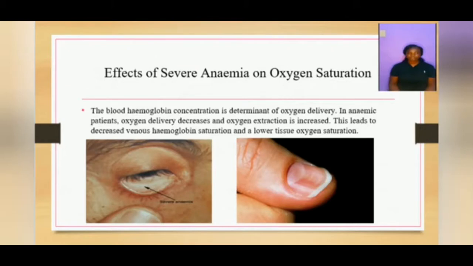The effect of severe anemia on oxygen saturation is that it may decrease the delivery of oxygen and increase the oxygen extraction, which may lead to decreased venous hemoglobin saturation and lower tissue oxygen saturation.